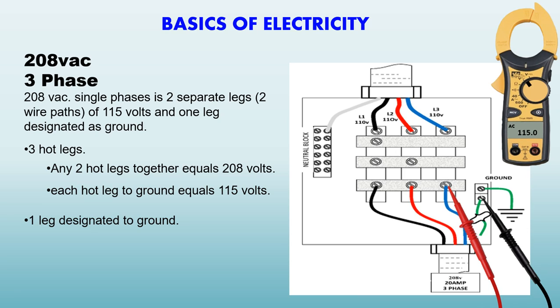Next, we move one meter lead to a ground. Here we test each individual hot leg. Each hot leg on 208 volts three-phase should equal 115 volts. We test all three legs to ensure that we have the proper voltage running through all three legs to our device.